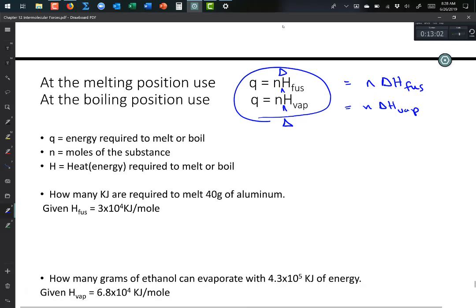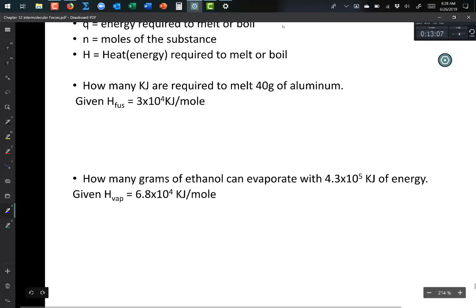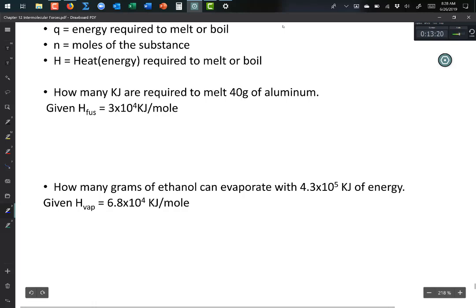So, a simple problem here. Well, it's kind of simple. Yikes, I zoomed with my giant finger, apparently. It says, how many kilojoules are required to melt 40 grams of aluminum? And they give you the heat of fusion as quite a bit, actually, 30,000 kilojoules per mole. I don't actually think it's that high, but let's pretend it's right. So let's do the calculation. We want to know Q, which is going to be the moles times the delta H fusion.